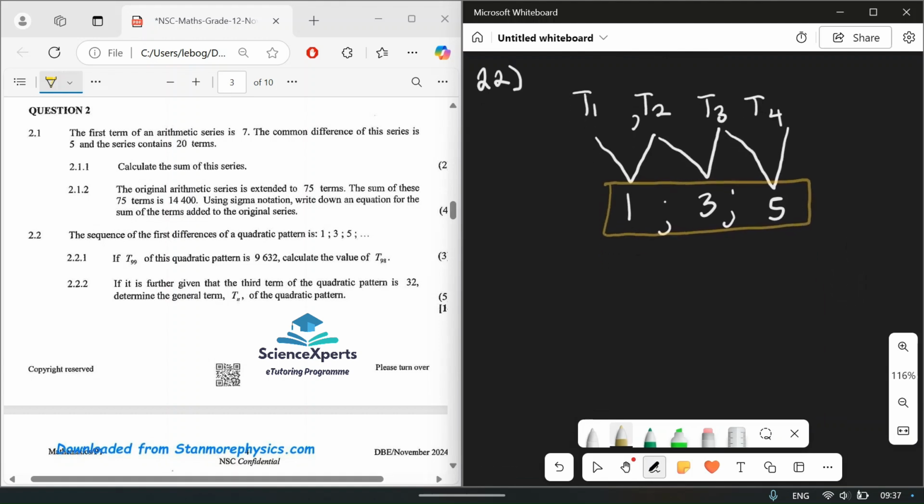So be aware that the difference between the second and the first term of the quadratic sequence gives the first term of the linear first difference.